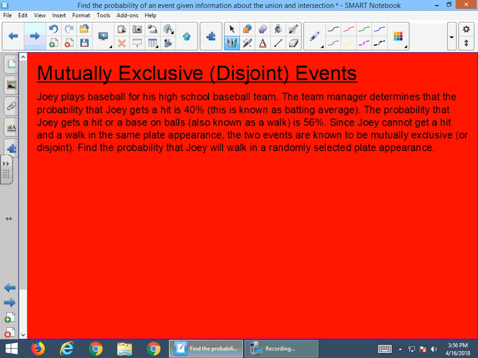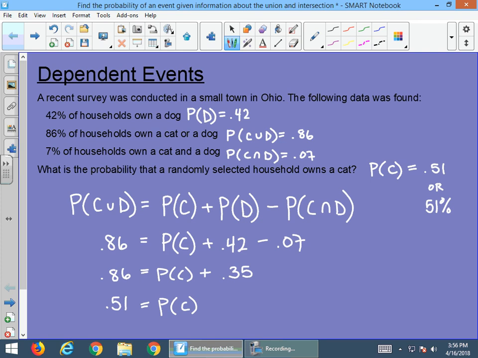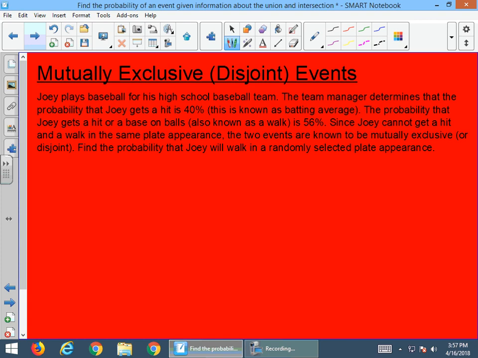So let me actually back up a slide. When I have dependent events, my Venn diagram looks like this, and my two circles will overlap one another. Not everyone in the population has to be in one of the two circles. Some of them might be in both circles, some will be in just one, some will be in just the other, and some will be in none. That's dependent events.